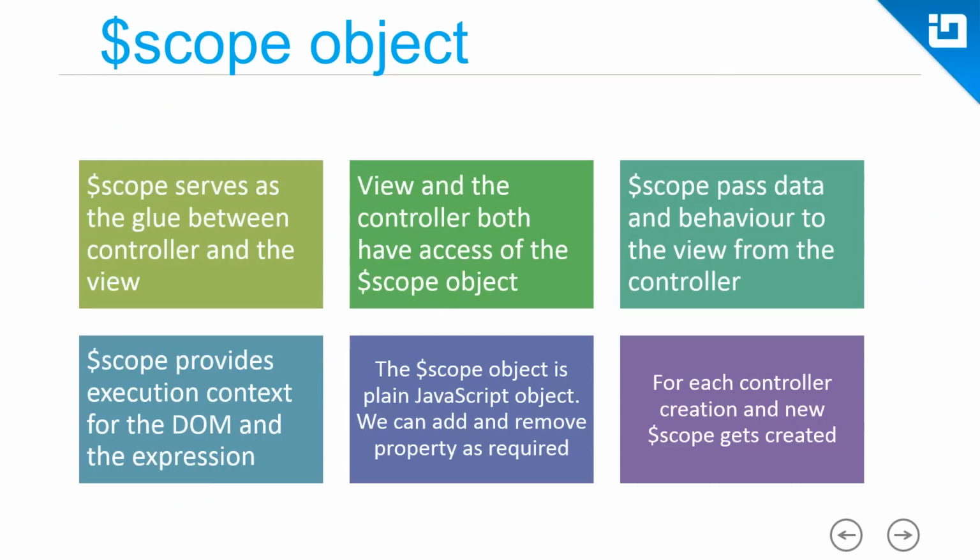The scope object is a plain JavaScript object. We can add and remove properties as required. For each controller creation, a new scope gets created. I'm sorry for the typo there. So if you have a controller A and you are using that controller 10 times on your view, there would be 10 scopes created for the controller.